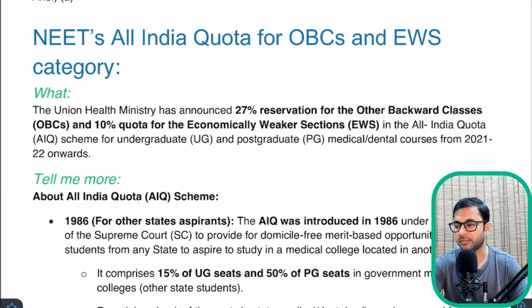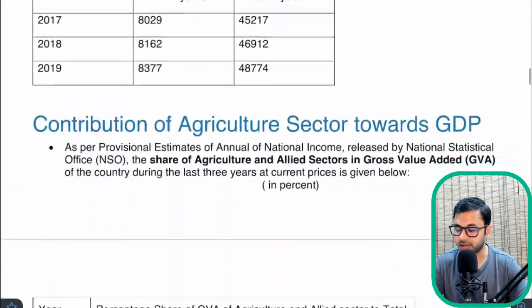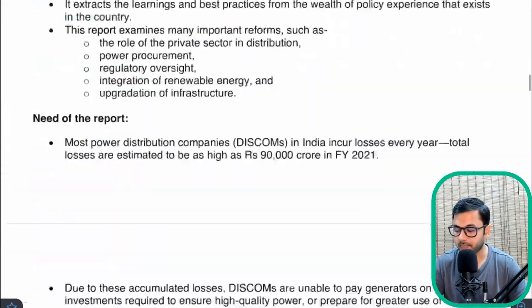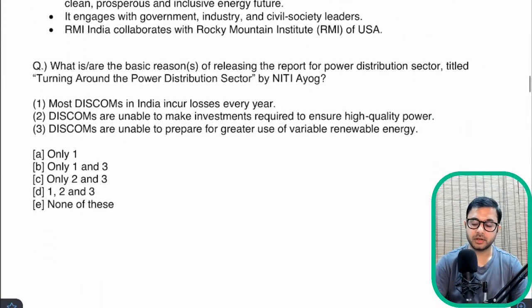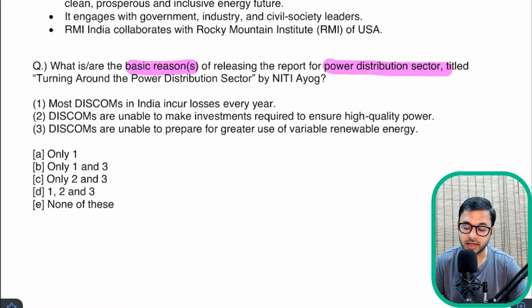देखते हैं नेक्स्ट क्वेश्चन कहां पर है. ओके, पेज नंबर 43, प्लीज कम टू पेज 43. ओके, व्हाट इज और आर द बेसिक रीजंस ऑफ रिलीजिंग द रिपोर्ट फॉर पावर डिस्ट्रीब्यूशन सेक्टर टाइटल्ड टर्निंग अराउंड द पावर डिस्ट्रीब्यूशन सेक्टर बाय नीति आयोग?